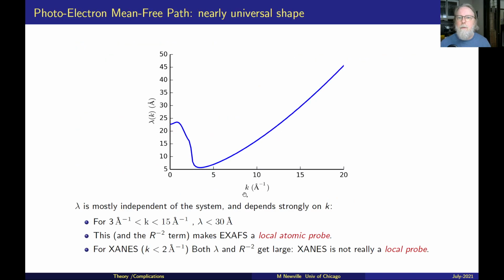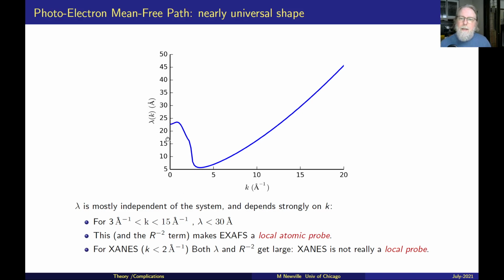And if we plot the mean-free path, we see it looks like this. In fact, this is a nearly universal U-shaped curve for lambda. It's mostly independent of system, but it also depends strongly on the wave number of the photoelectron. In the normal extended XAFS regime, say 3 to 15 inverse angstroms, lambda is low. It's under 30 angstroms for sure, and it might even be only 5 or 10 angstroms. So that means that XAFS is a local probe. That, along with the 1 over r squared term, makes XAFS a local probe because of lambda.